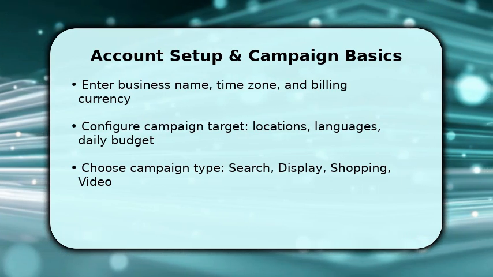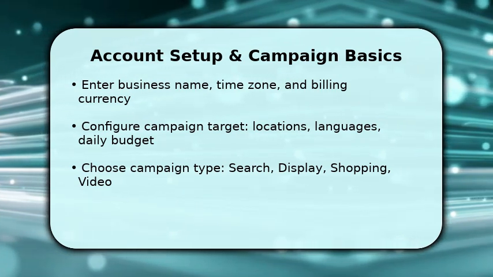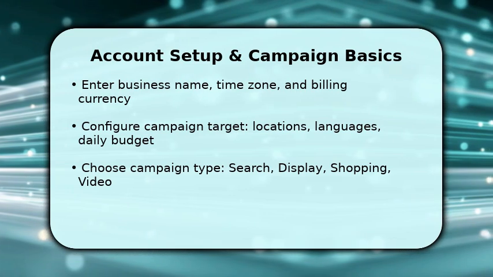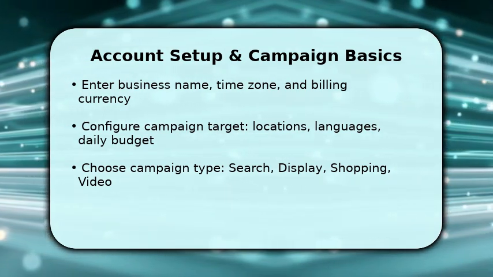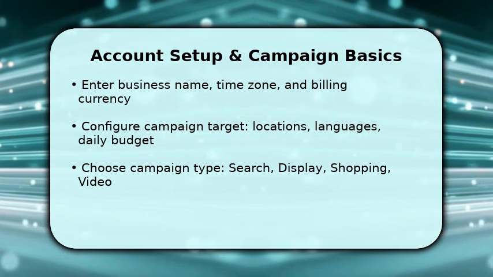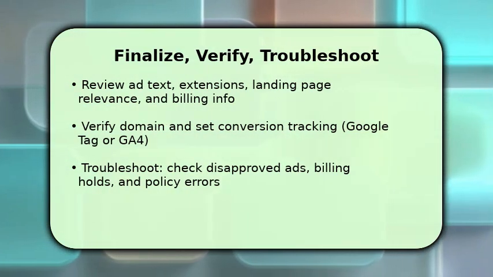Next, select campaign type: Search for intent-driven ads, Display for visual reach, Video for YouTube, or Shopping for products. Make keyword and audience selections, because they determine who sees your ads and how. You're finished by reviewing ad creatives, extensions, and landing page relevance.